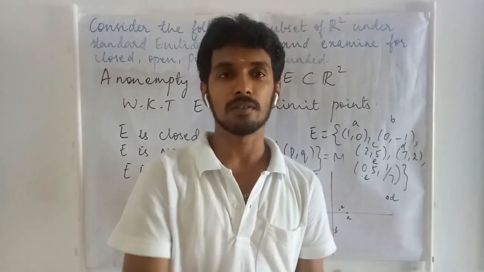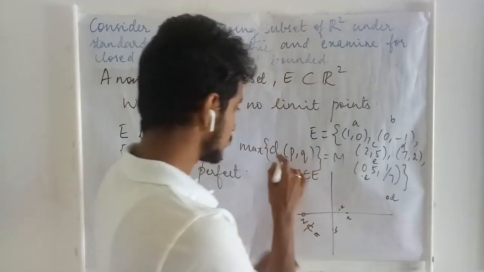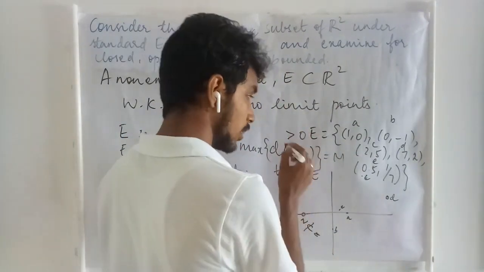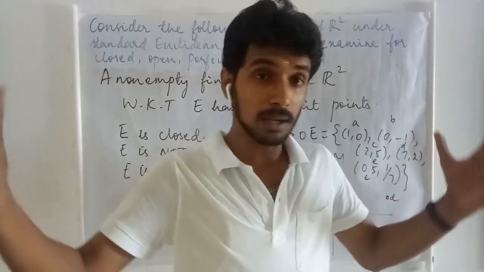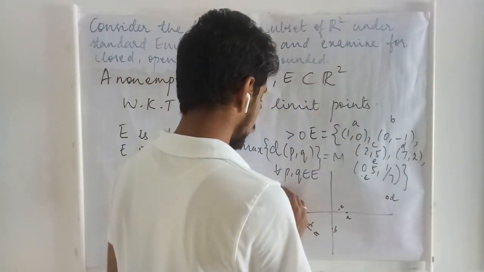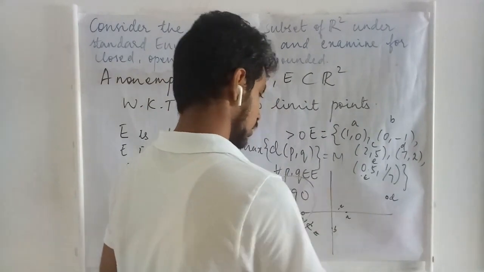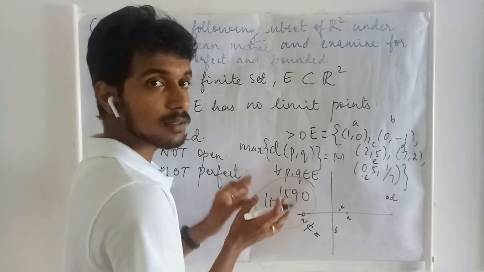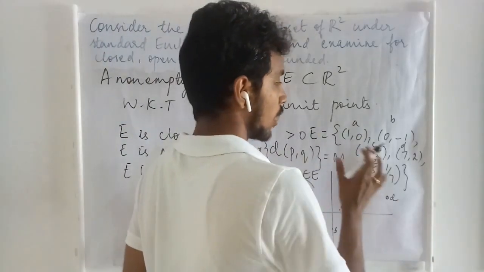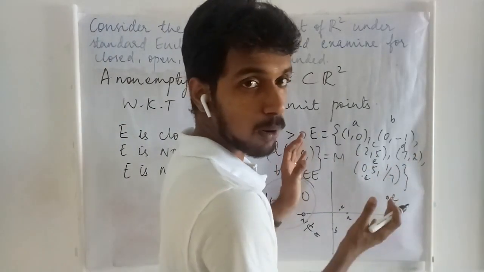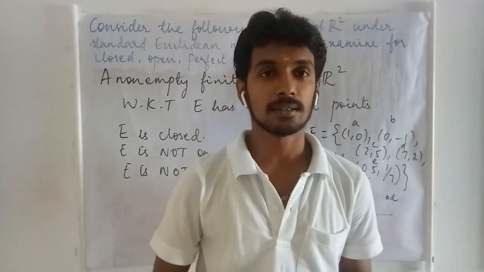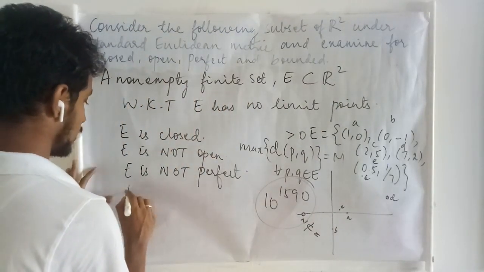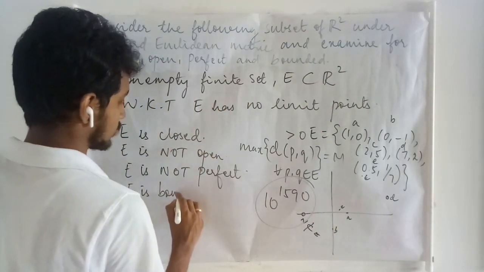A finite set is always bounded because this distance is always going to be some positive quantity. Okay, it will not go to infinity even if it is a very big value. Even we may have 10 power 15, or even bigger than this, but these are all some finite values. So we can always find a bound for finite sets. Now, therefore, the set E is bounded.